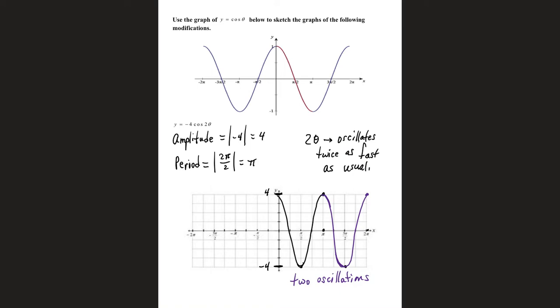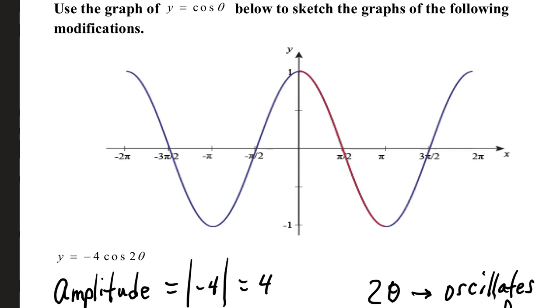We also discussed the cosine curve. A brief example would be -4 cosine of 2 theta. The amplitude is the absolute value of -4, which is 4. And that'll take our peaks and valleys from 1 and -1 to 4 and -4. It's a vertical stretch. 2 theta means that we get 2 oscillations in the time it normally takes 1.